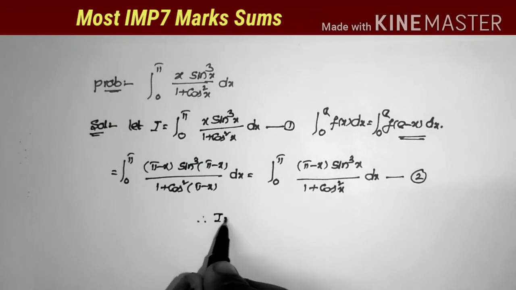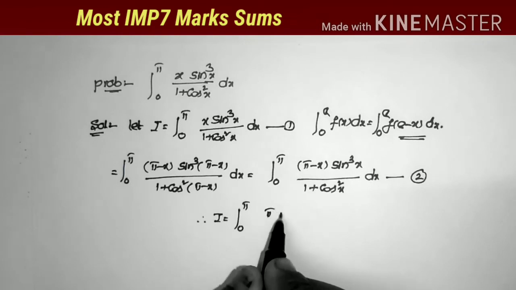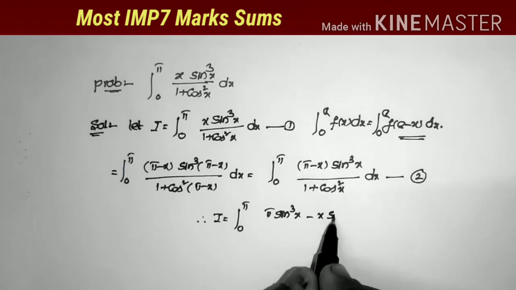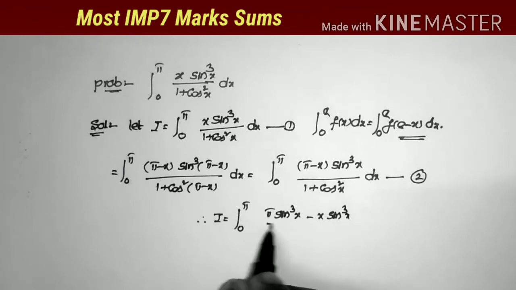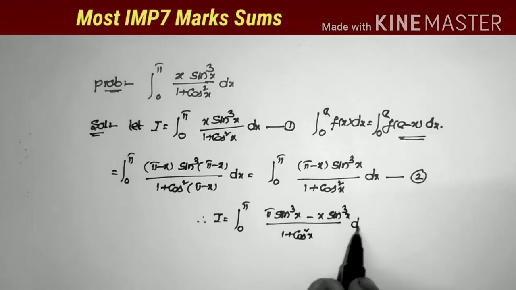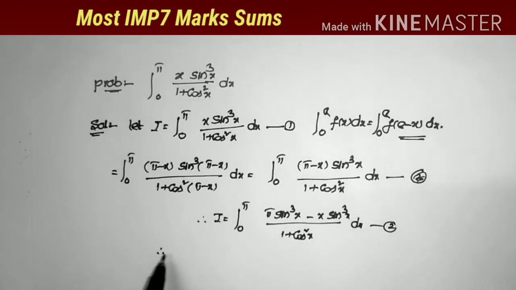Therefore the value of I is equal to integral 0 to pi, multiplying the two values here: pi sin cube x minus x sin cube x by 1 plus cos square x dx. So this is equation 2. Now adding both of the equations, 1 plus 2. What is the first equation? I. Second equation, I. So I plus I is equal to first value plus second value.